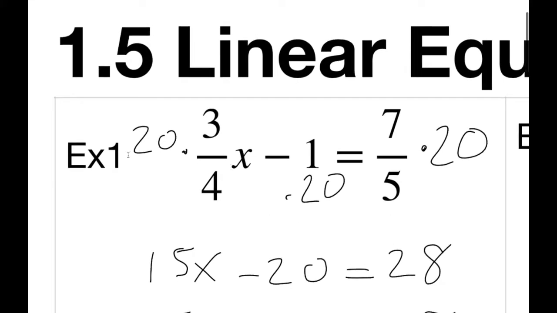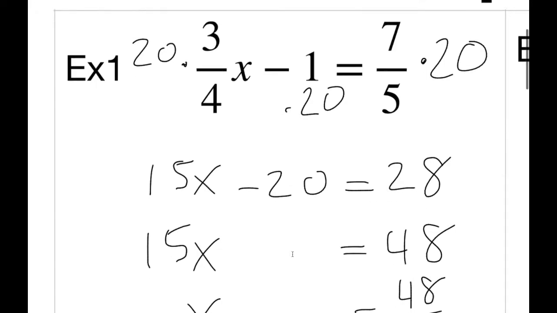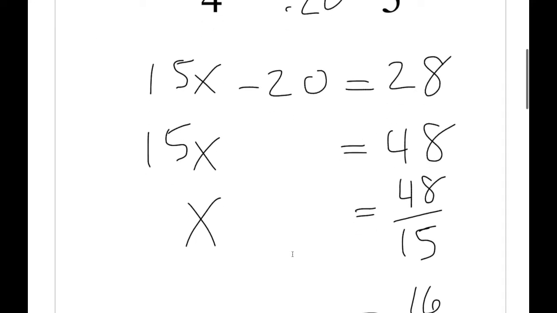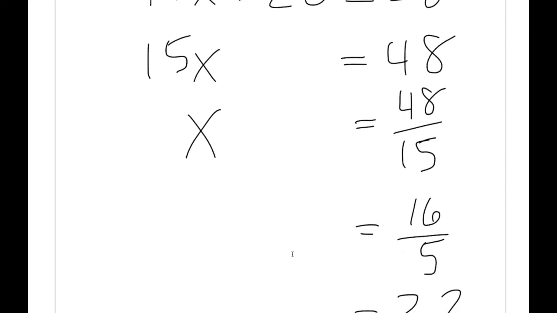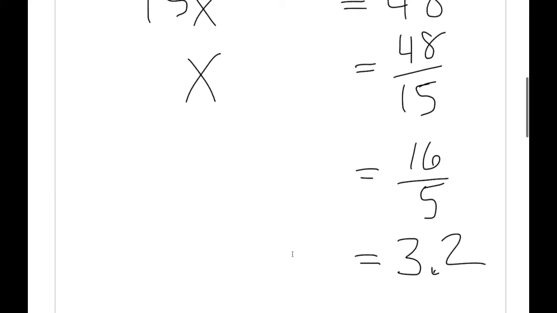3/4 times 20, you could even draw a line under 20 and put it over 1 and cancel. And you could see that you get 15x minus 20 equals 28. Adding 20 to both sides, you get 48, and dividing both sides by 15, you get 48 over 15, which simplifies to 16/5, or if you like decimals, 3.2.